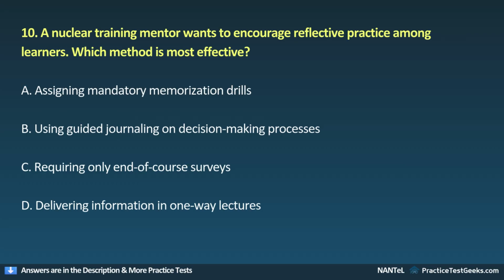10. A nuclear training mentor wants to encourage reflective practice among learners. Which method is most effective? A. Assigning mandatory memorization drills. B. Using guided journaling on decision-making processes. C. Requiring only end-of-course surveys. D. Delivering information in one-way lectures.